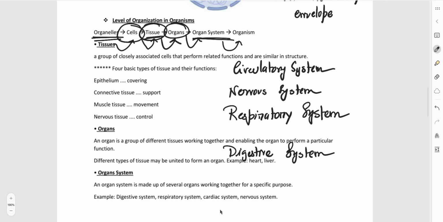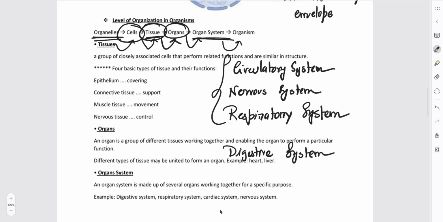And this is just for an extra point: remember that these three are necessary for survival. The circulatory system that has your heart, the nervous system that consists of the brain, and finally the respiratory system that consists of the lungs. These three are mainly important for survival.